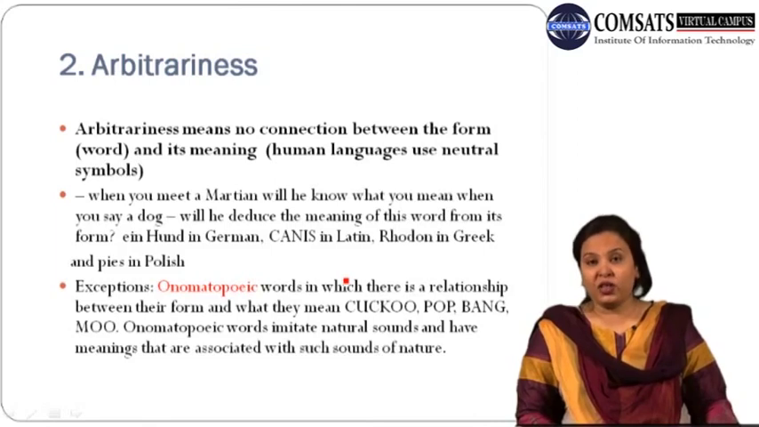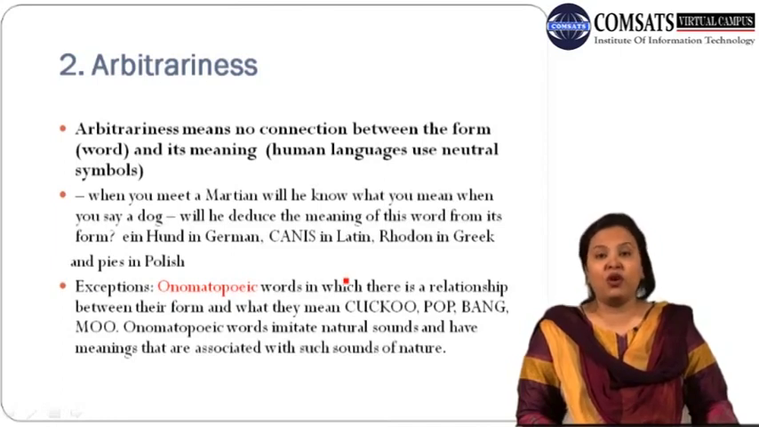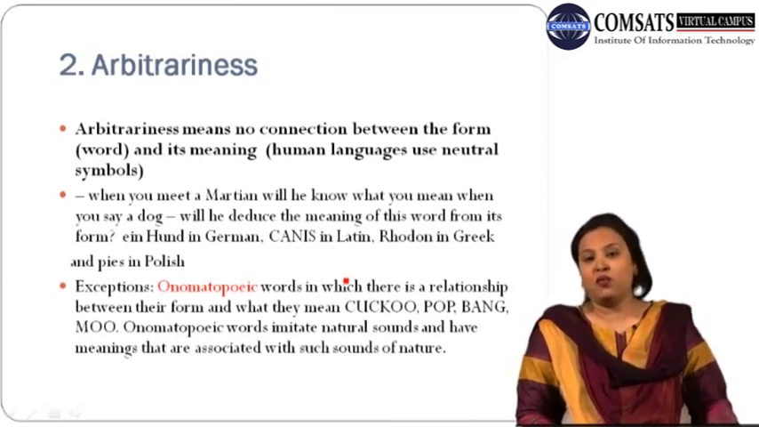And human languages use neutral symbols. If I say the word dog, the animal dog is itself not associated with the word dog. Because if it were, then in all languages of the world, the same animal with four legs would be called dog. But that does not happen, because in every language of the world, there are different words for the same four-legged animal.